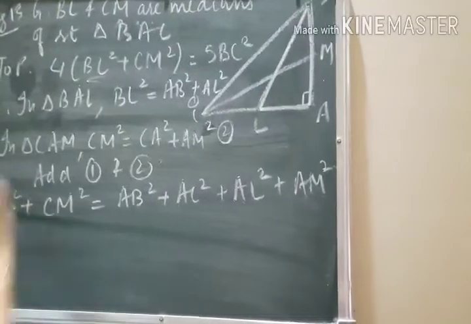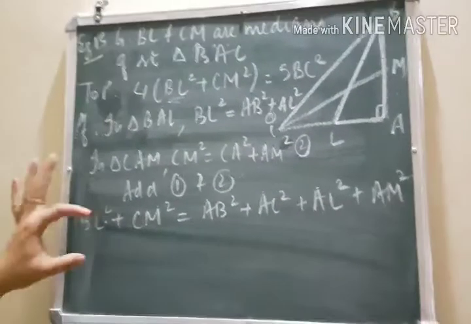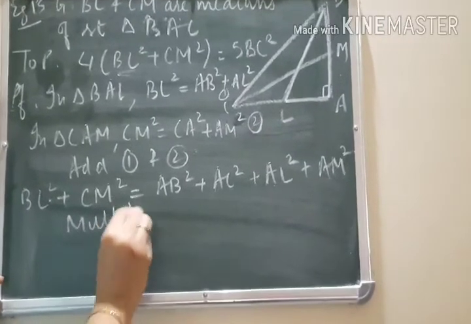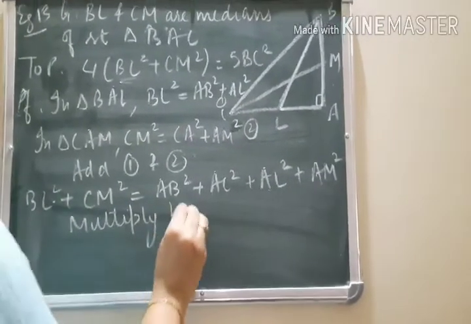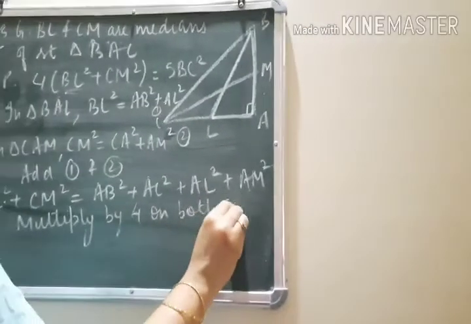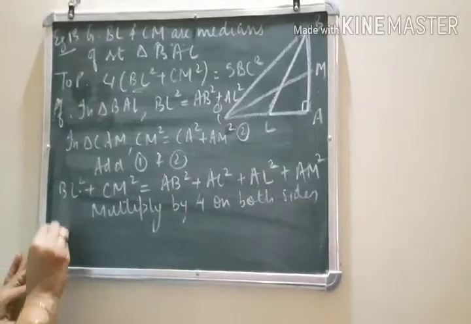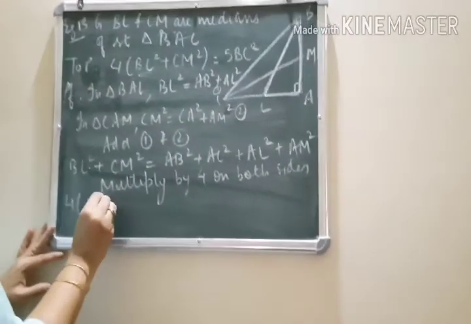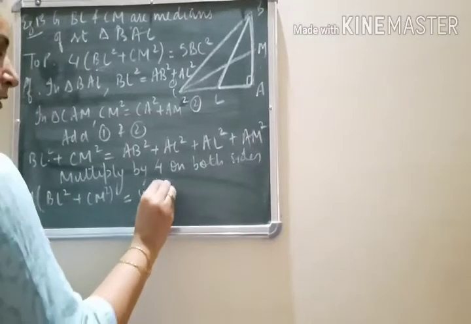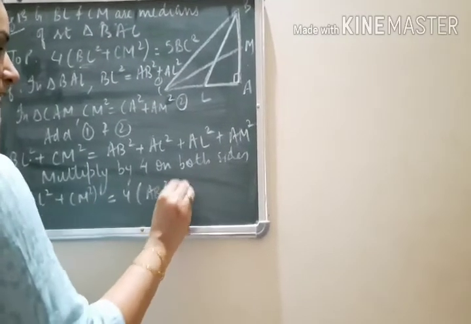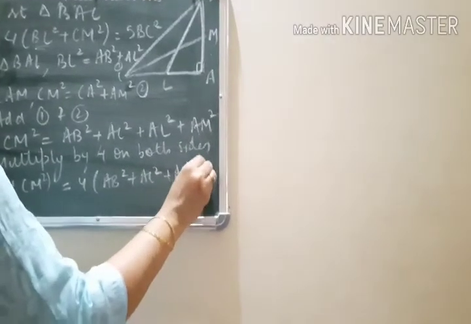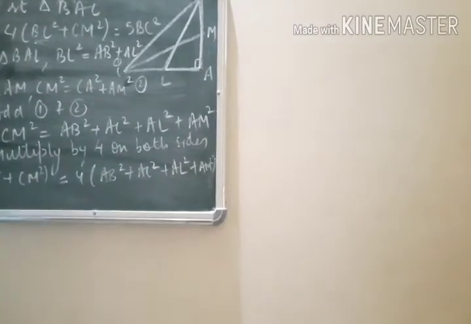Now, what else is there in the question? 4 is multiplied with it. So what we can do? Just multiply it by 4 on both sides, because anything you can do on both the sides will not make any difference in the question. So it will be 4 times BL square plus CM square is equal to 4 times AB square plus AC square plus AL square plus AM square. Right?